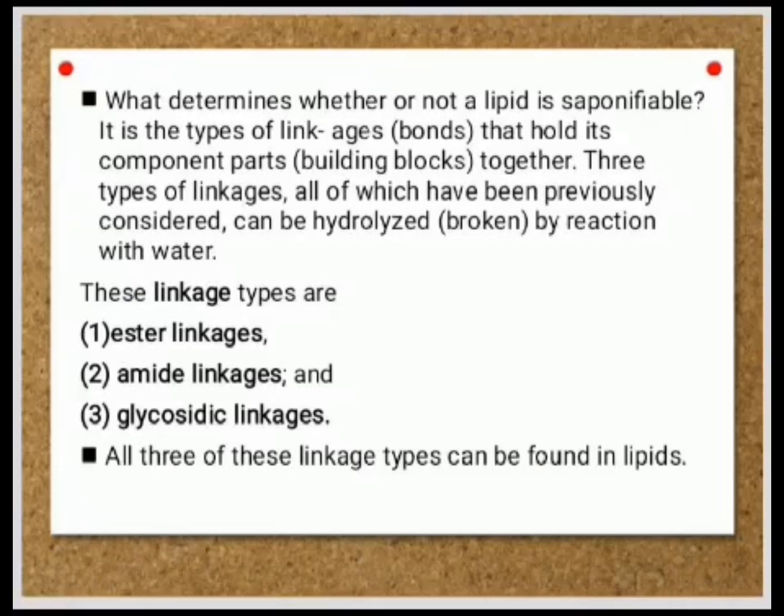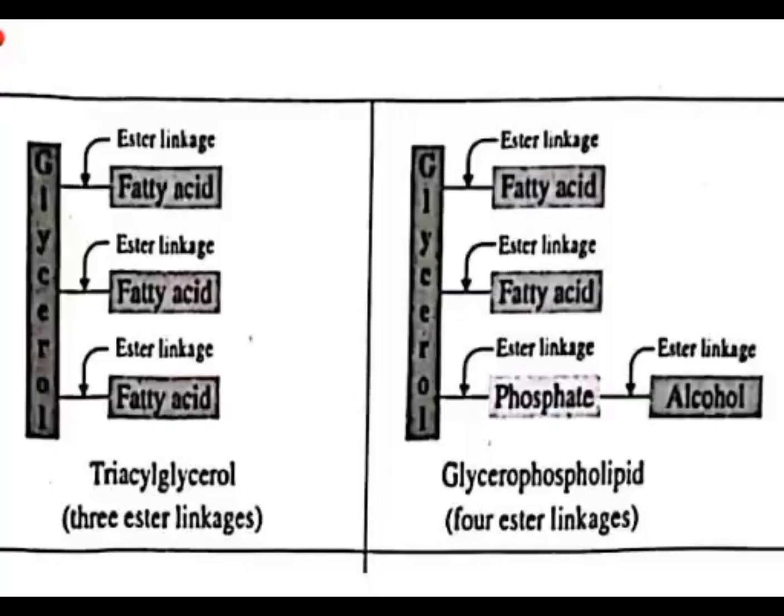Three kinds of linkage, all of which have been previously considered, can be hydrolyzed, or broken, by reaction with water. These linkage types are the ester linkage, the amide linkage, and the glycosidic linkage. Now let's look at these linkage types as found in the lipids. Glycerol with 3 fatty acids through ester linkages is called a triglycerol, with 3 ester linkages.